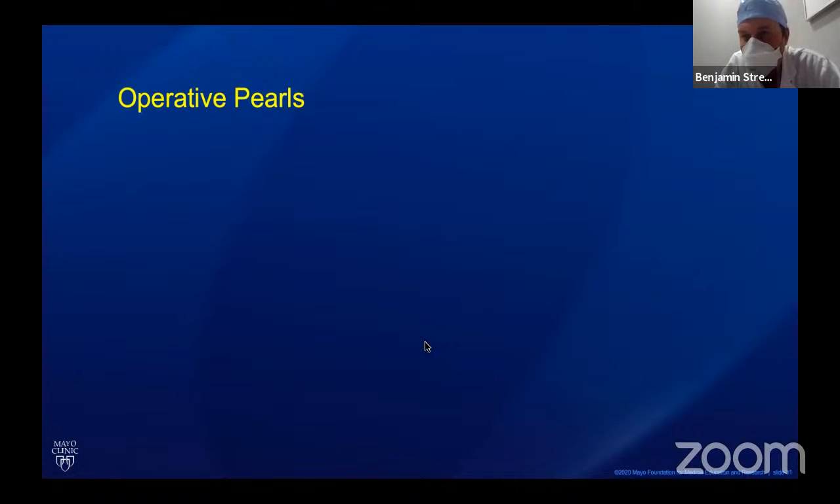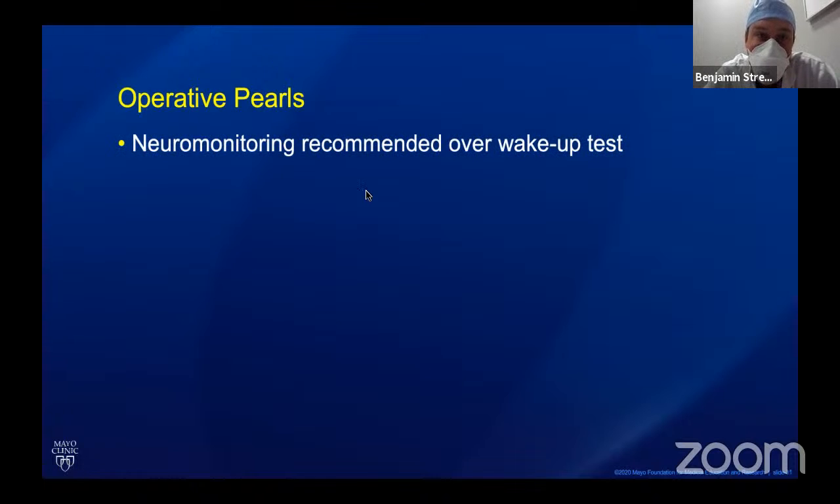So, operative pearls: a wake-up test had been previously promoted, but with the advent of neuromonitoring, that gave surgeons a real-time look at the actual neural axis and neural functioning. So neuromonitoring was recommended, but was not available for all of their patients.